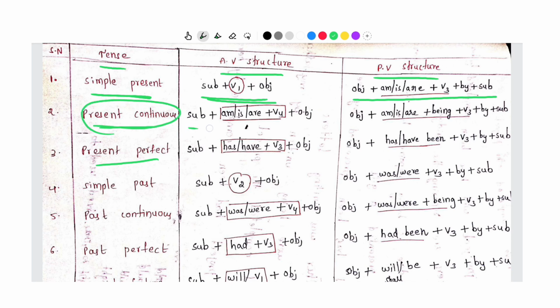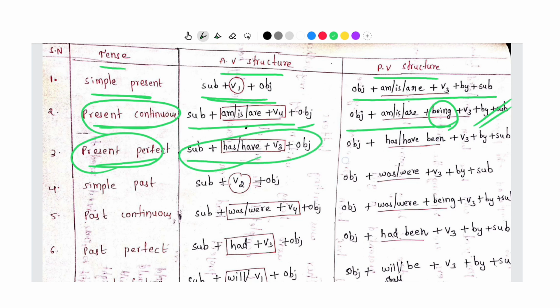Present continuous. Subject plus am or is or are plus V4 plus object. Here, object plus am or is or are plus being plus V3 plus by plus subject. You have to remember this very well. And then present perfect. Subject plus has or have plus V3 plus object. And here, object plus has or have been plus V3 by subject.